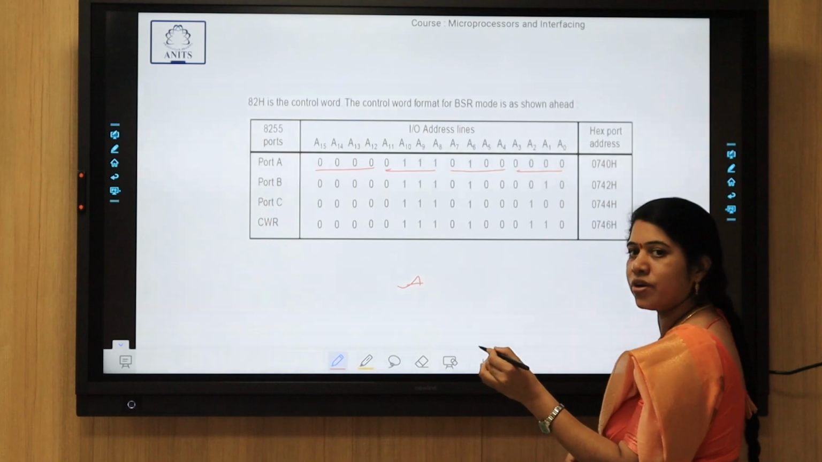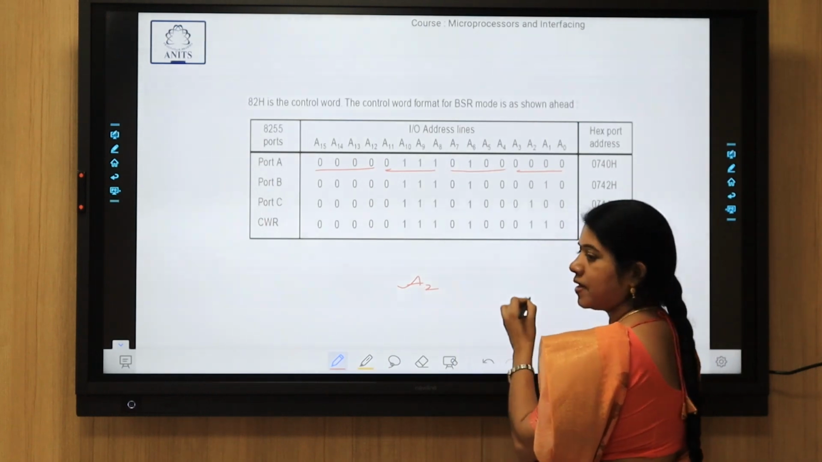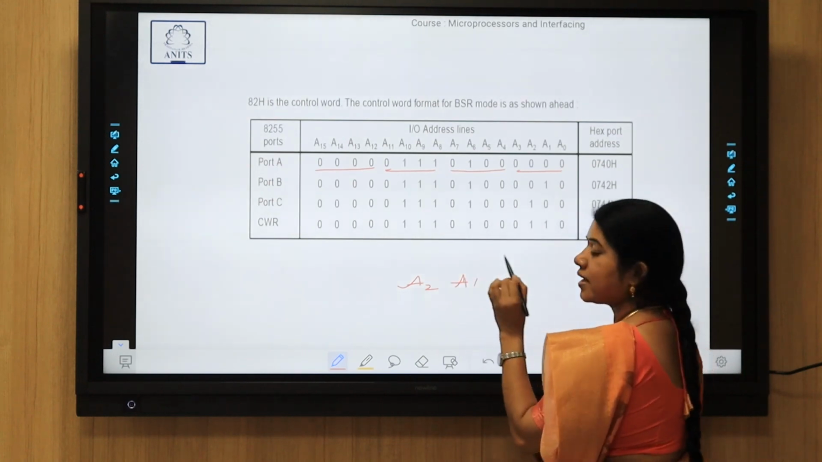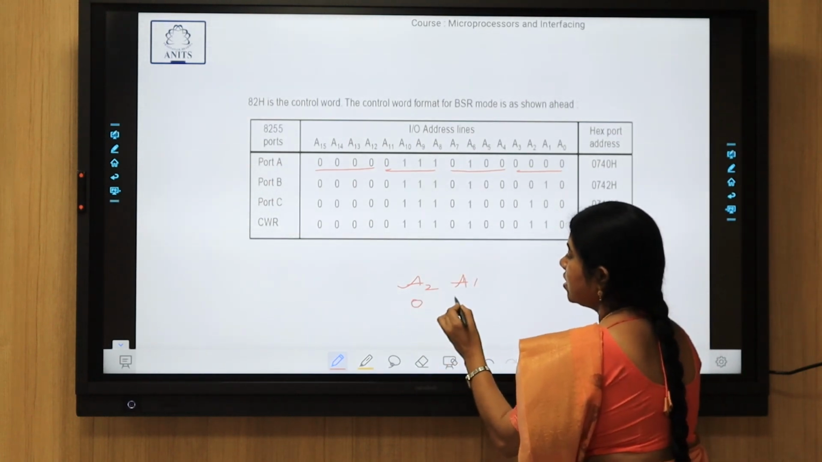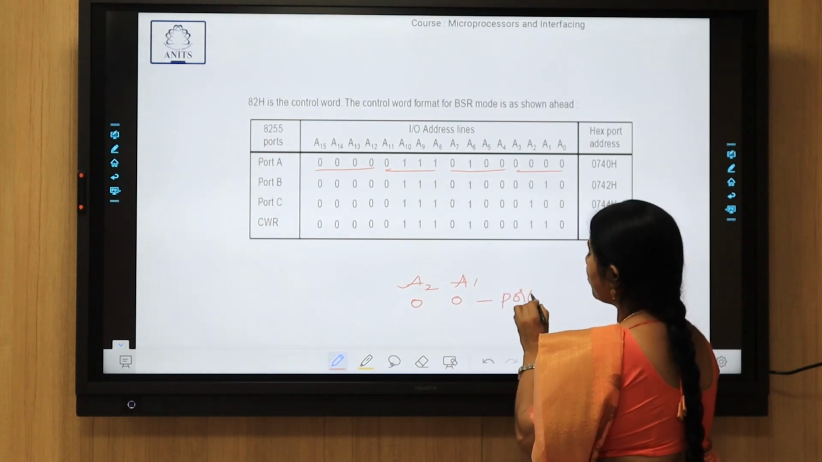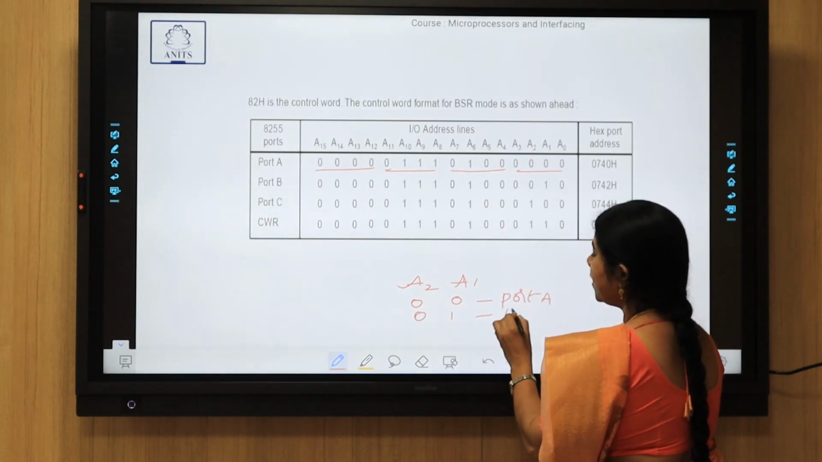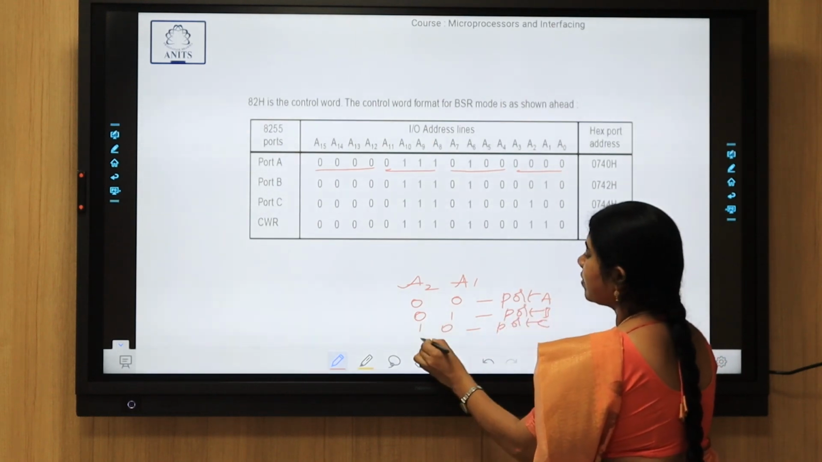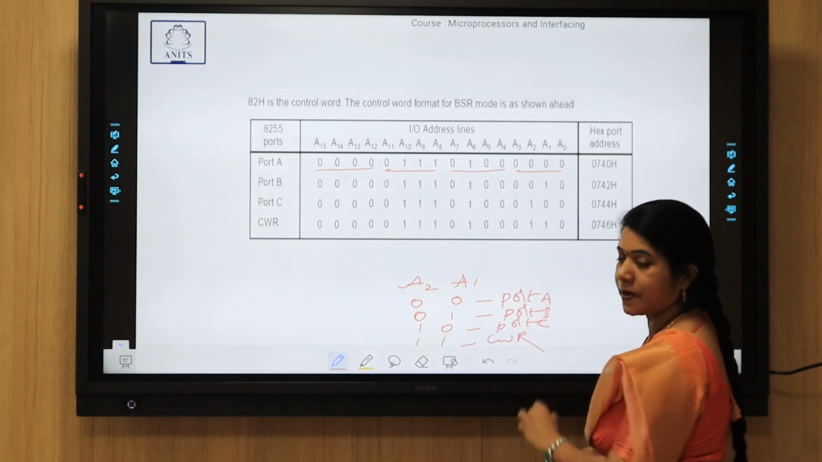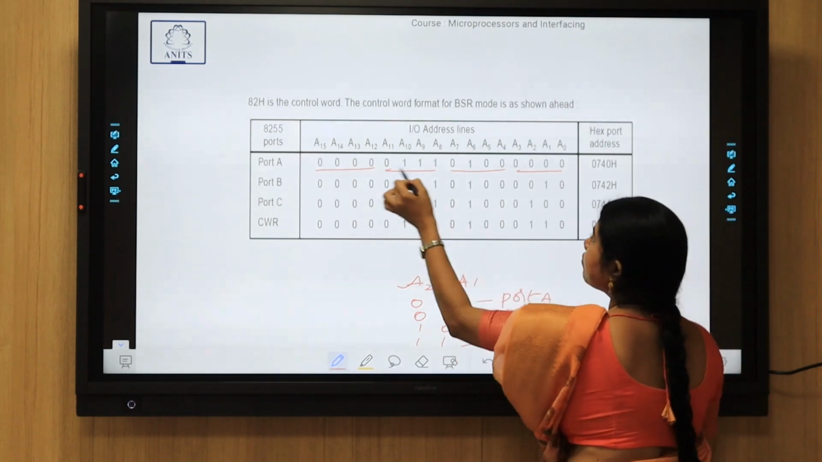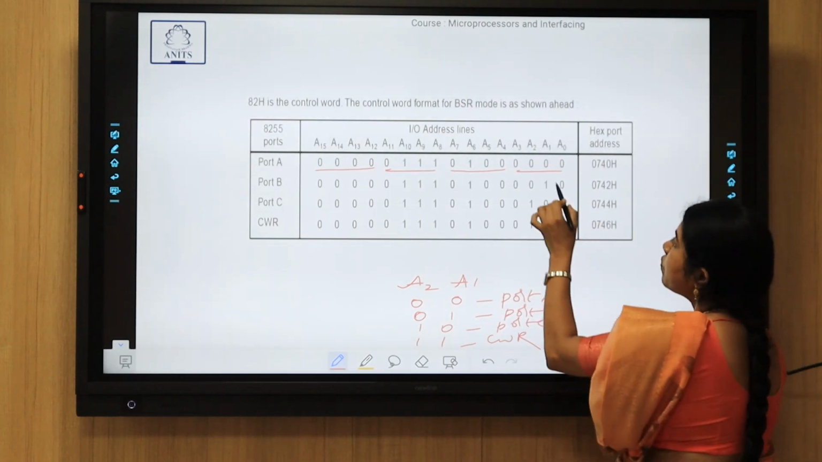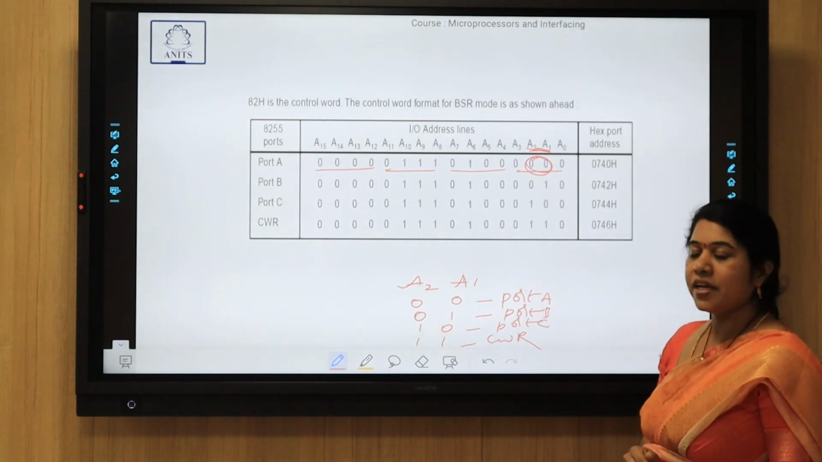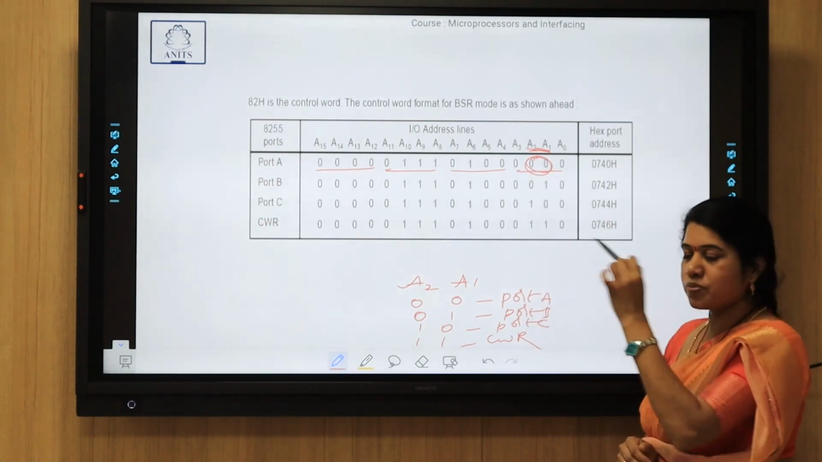So how are the ports and control word register address selected? If we interface 8086 with this 8255, let us take an example. A2 and A1 address lines are used to select ports and control word register. 00 means port A will be selected for operation. 01 means port B, 10 means port C will be selected, and 11 means control word register will be selected. So let us see, 0740H is given as port A address. We have to observe only these A2 and A1 address lines. A2 and A1 are 00, so port A will be selected.